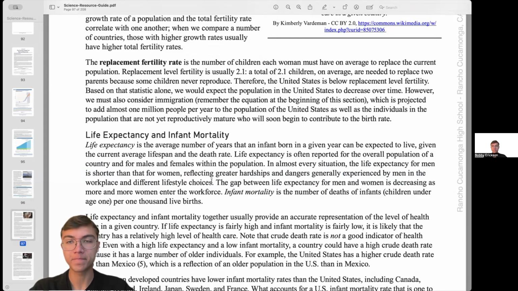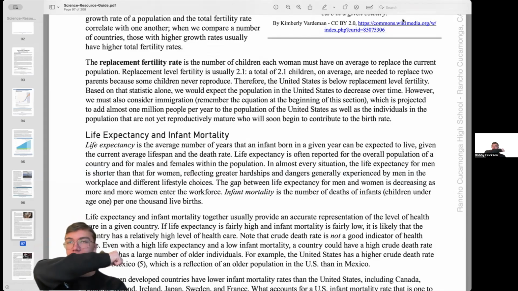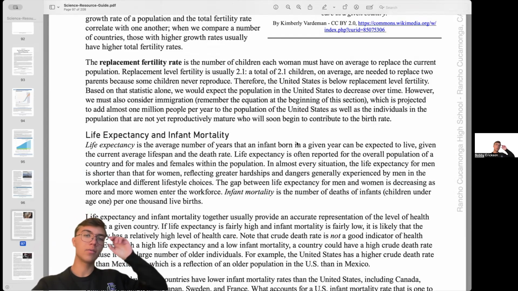So, that's a problem. Anyways, continuing forward, we look at what is infant mortality. Oh, well, that was fun. One moment. All right, I am back.